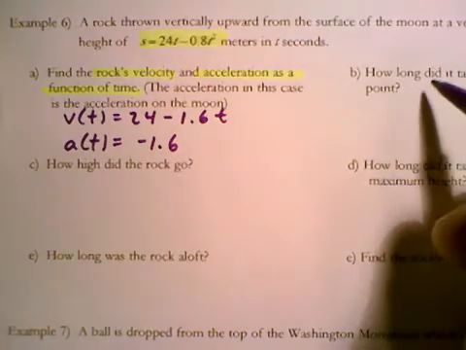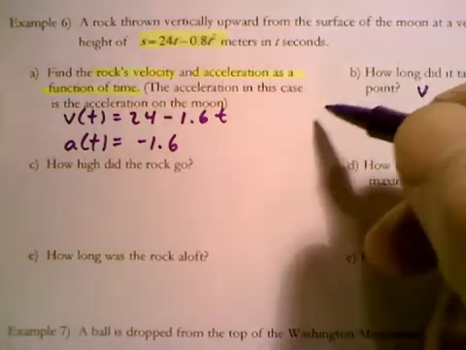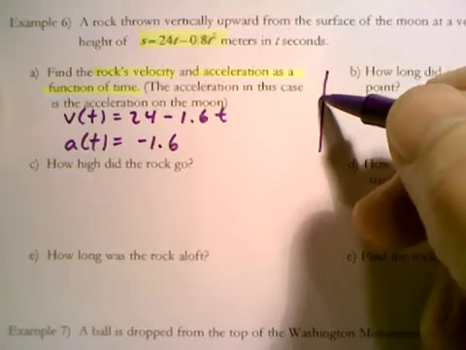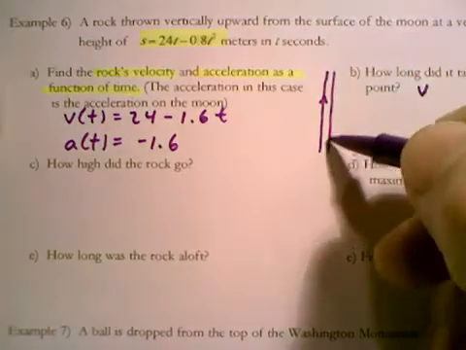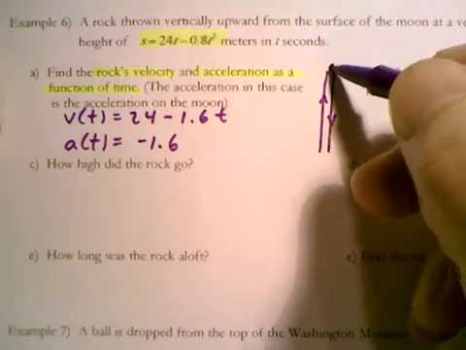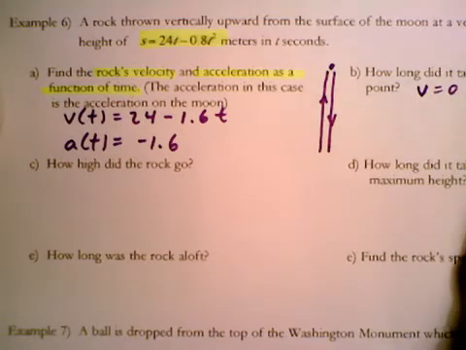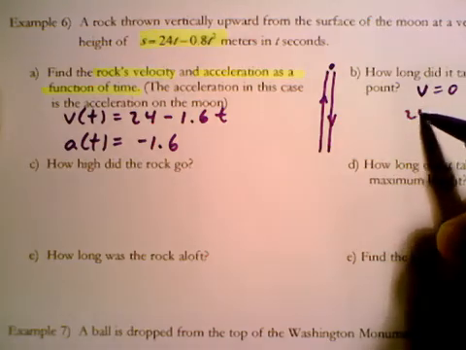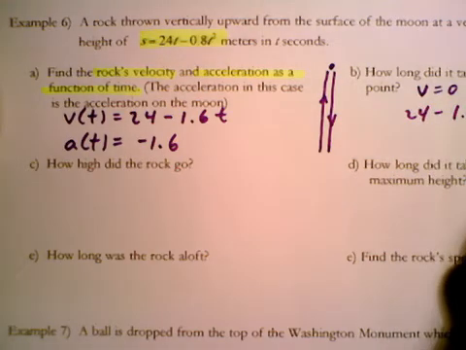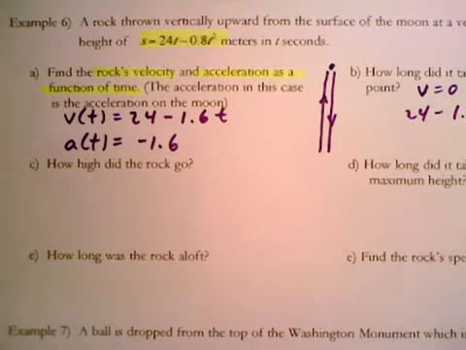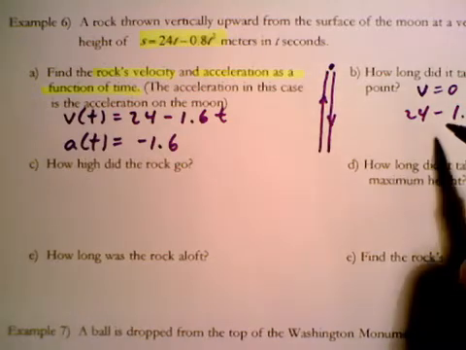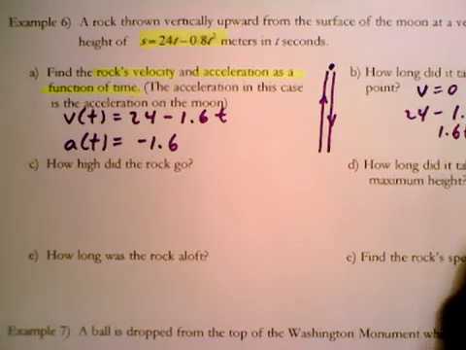Well, we need to figure out when it reaches its highest point. Remember, velocity is positive on the way up, negative on the way down, but 0 right there at the highest point. So we're going to set v of t equal to 0, and we're going to solve for t. So 24 minus 1.6t is equal to 0 when 1.6t is equal to 24.